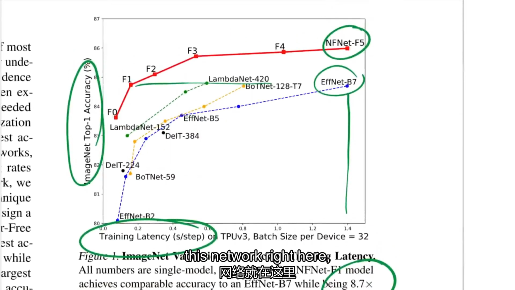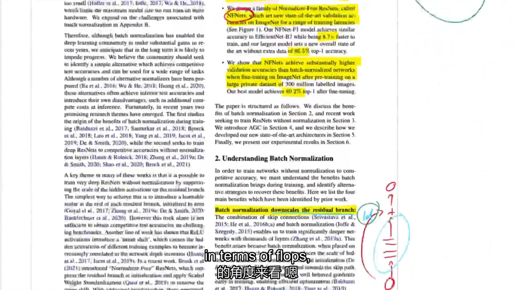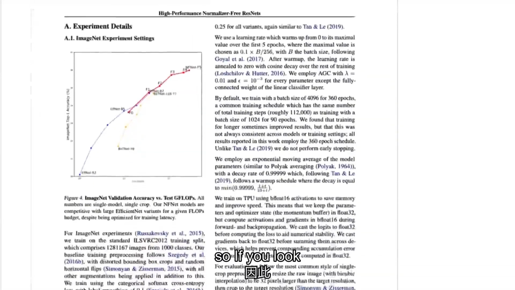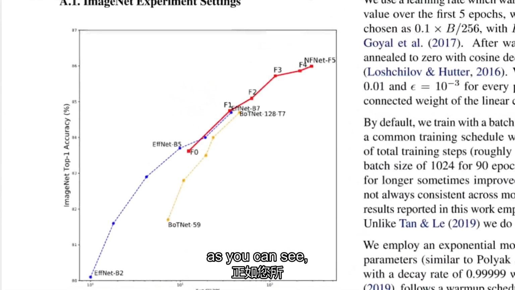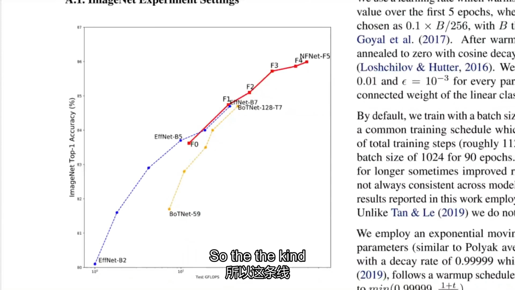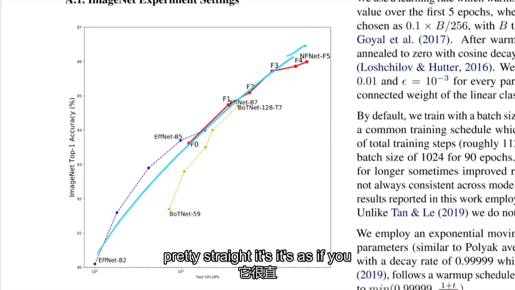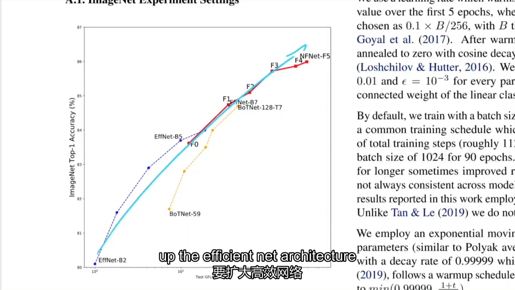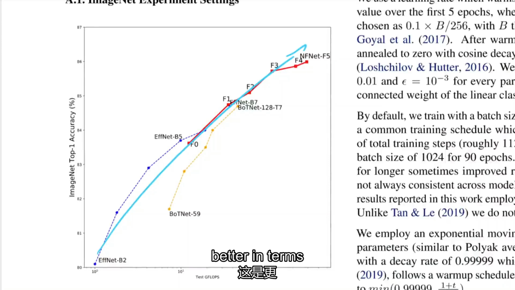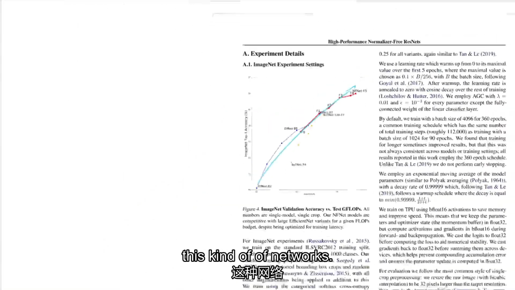And therefore, this network right here focuses explicitly on training latency, which means that if you use current hardware, which means GPUs or TPUs, how fast is training? So for a given time of training, how much accuracy do you get? And there, since it's particularly built for that, as you can see, it beats EfficientNet by a lot. However, if you look at this in terms of flops versus accuracy, as you can see, it aligns with EfficientNet. The line here is pretty straight. It's as if you were to scale up the EfficientNet architecture a bit more in terms of flops. So this kind of network is more optimized for current hardware.